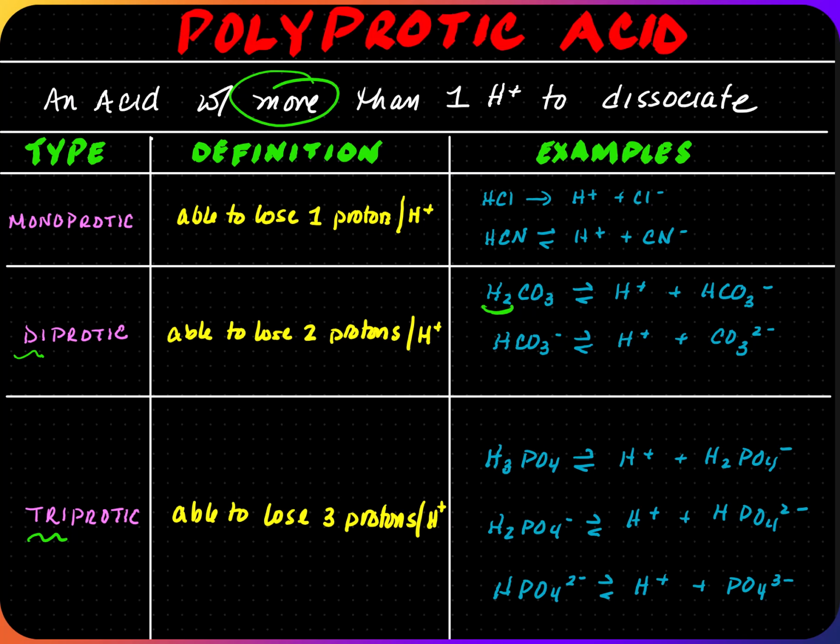Triprotic, tri means 3, is able to lose 3 protons or H+ ions. Example of that is phosphoric acid. H3PO4 dissociates into H+ plus H2PO4 minus. H2PO4 minus can now dissociate to H+ plus HPO4 2 minus. HPO4 2 minus would dissociate into H+ plus PO4 3 minus. So this one has the ability to give off 3 H+ ions.